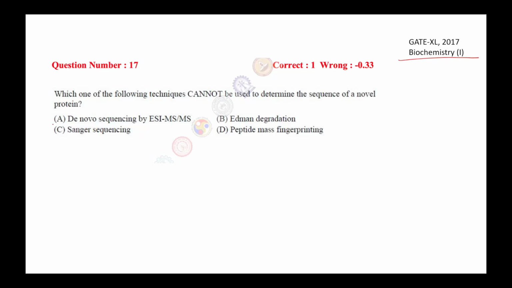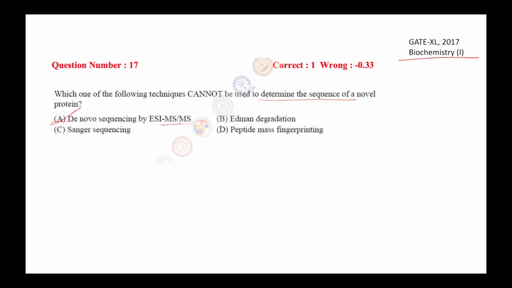So first option is de novo sequencing by ESI MSMS, mass spectrometry they are saying here. So mass spectrometry, we know that they purify the protein, they analyze each and every atom of the protein, and based on that they figure out the sequence of the protein or the residues that are involved, so that gives an indication about the sequence. So de novo sequencing is a correct option here to determine the sequence of the protein.